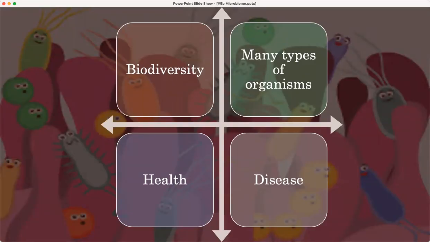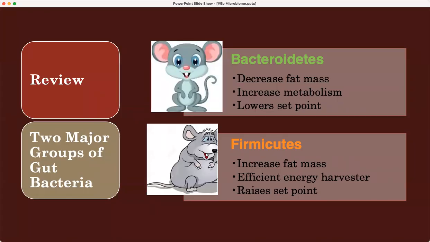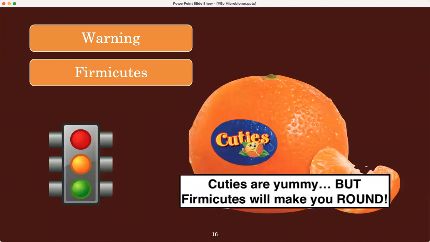So there are many types of organisms, and different types affect whether you'll have health or disease. We've talked briefly in the past about a couple of major types of gut bacteria. The Bacteroidetes are associated with decreased fat mass, increased metabolism, and a lower set point. So people and animals that tend to have more Bacteroidetes will have these characteristics. Firmicutes is a very efficient energy harvester that increases fat mass. Just to remind you, Firmicutes are yummy, but Firmicutes will make you round. That's how I remember Firmicutes as being the one that's not your microbiome of choice.